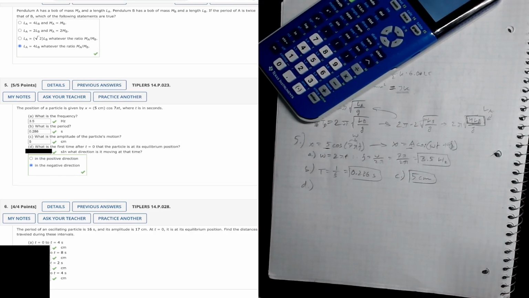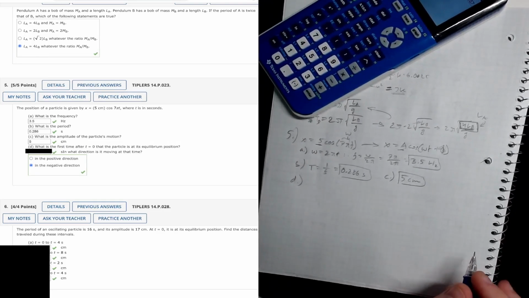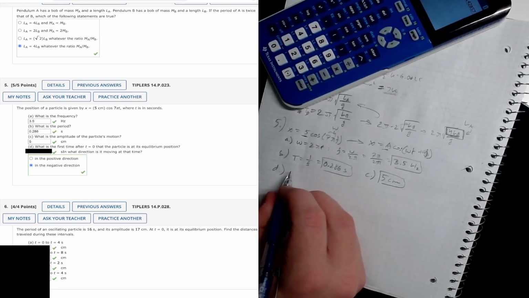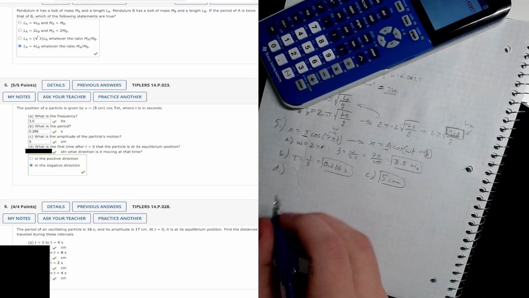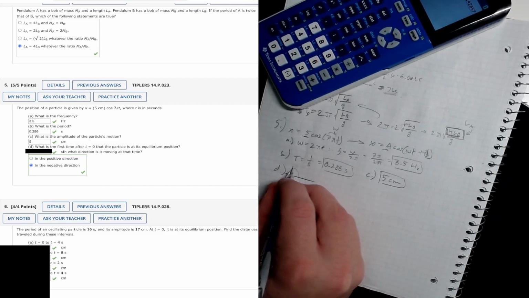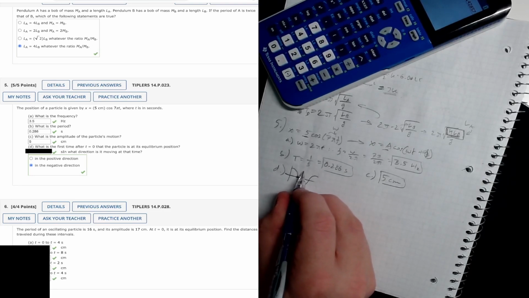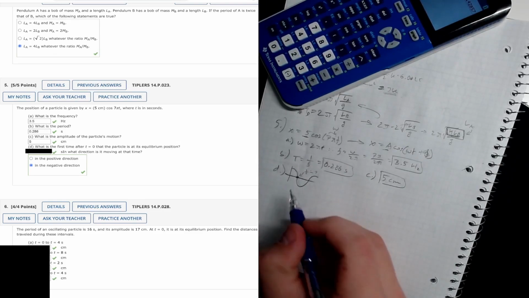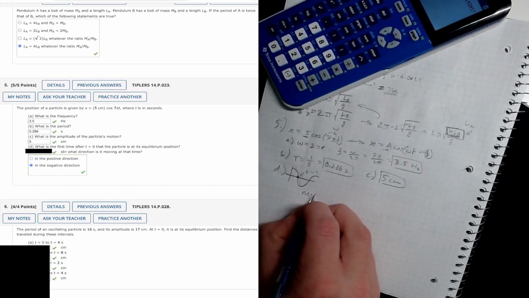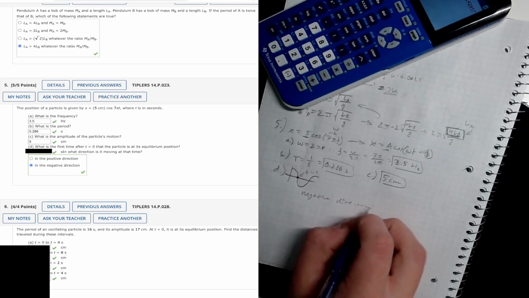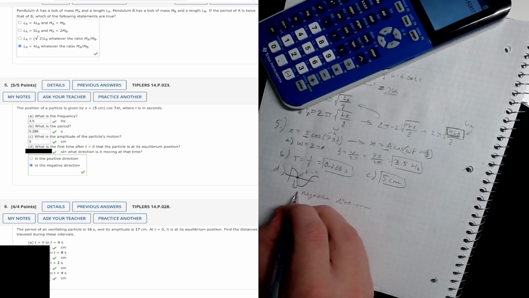Part D, what is the first time after t equals 0 the particle is at equilibrium position? So we know the cosine starts up here. So let's just draw a graph here. Cosine goes like this, like that. So we know that we're trying to find this point here. It's going to be the time, and we know it's going to be moving in the negative direction because of the way this graph is shaped.